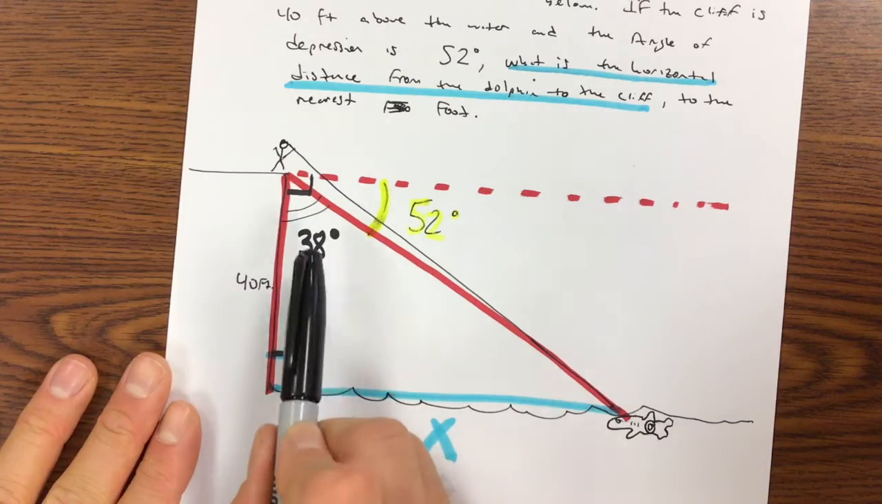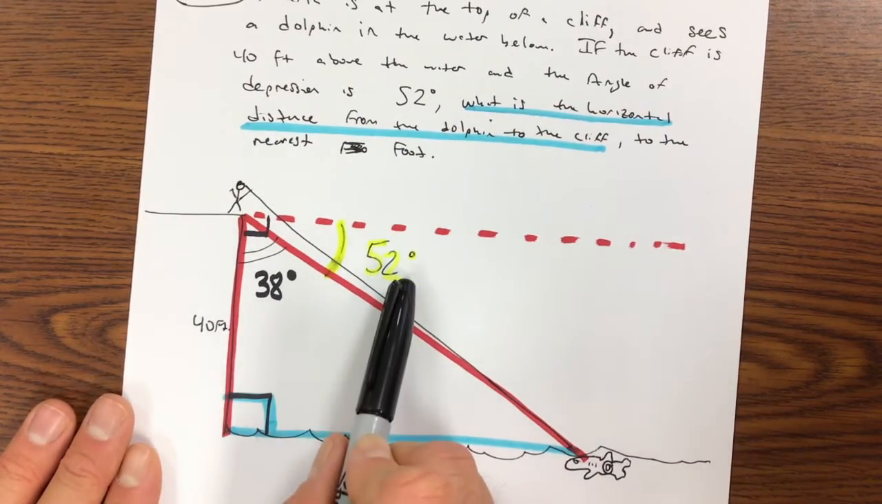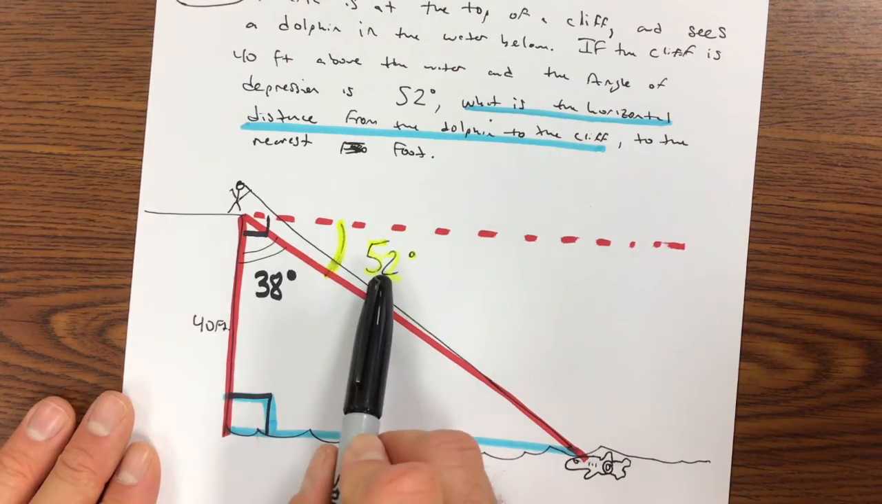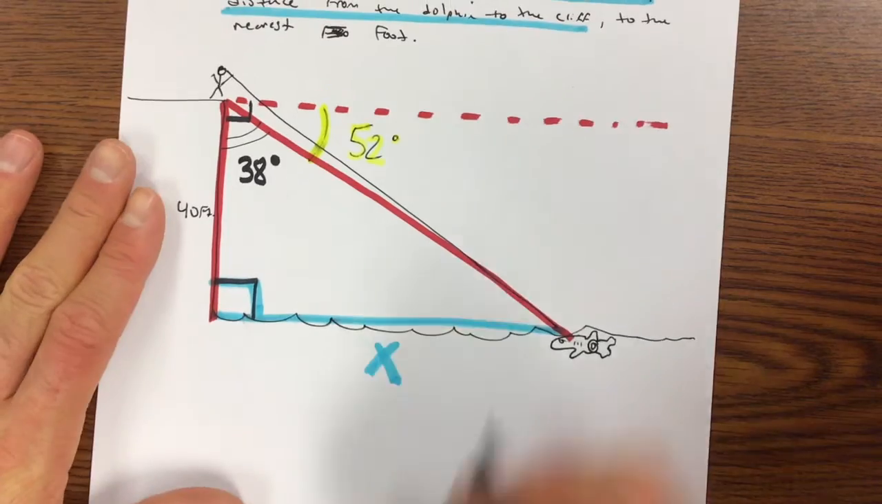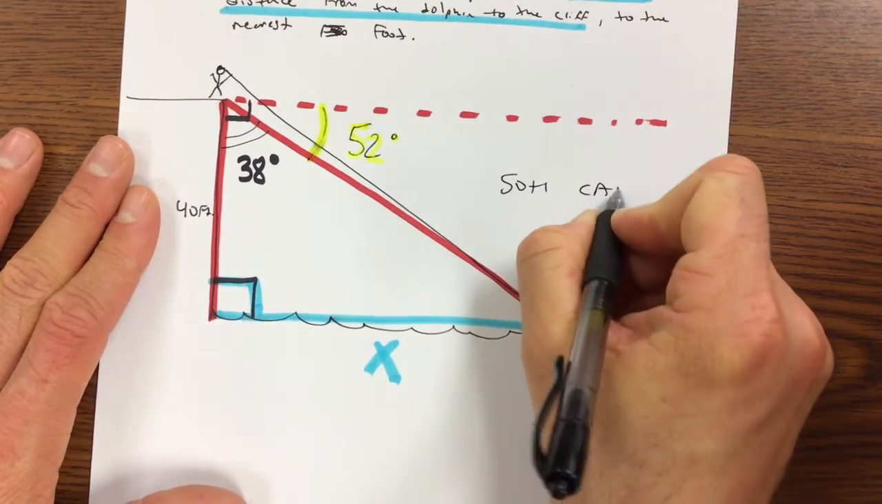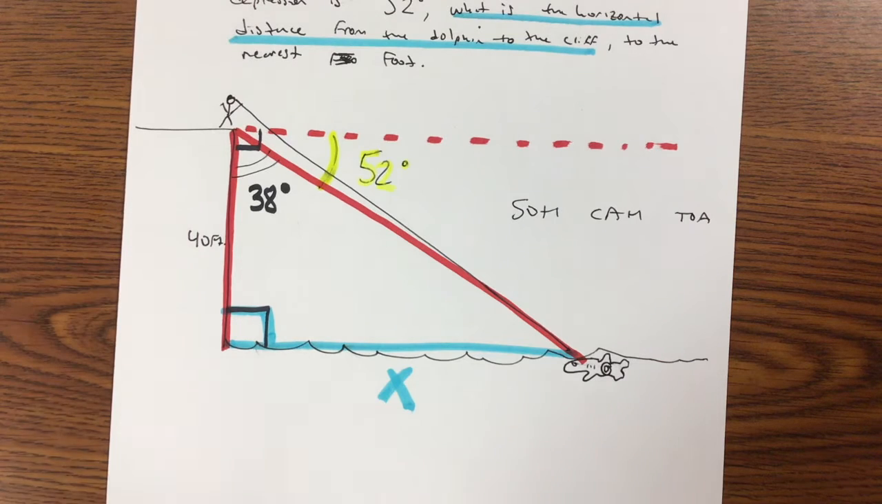That's the angle you're gonna work with, not this one. This is an outside angle, an angle of depression. Use that one right there. All right, let's find X. SOHCAHTOA. Last problem, we use the tangent. Maybe we'll use the sine this time. Maybe the cosine. Maybe the tangent.